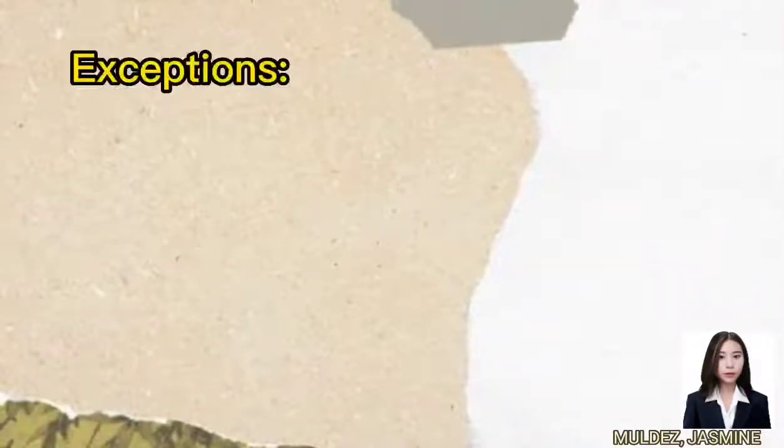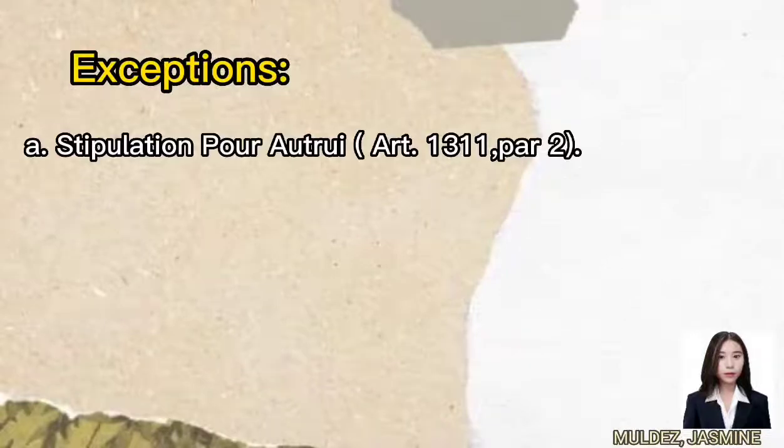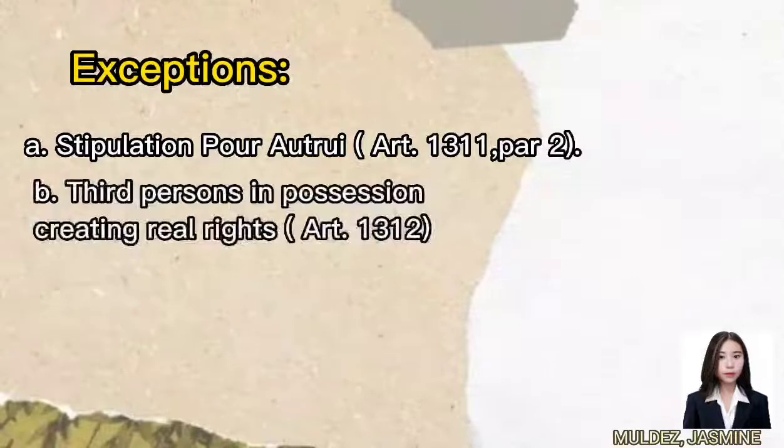We have 4 exemptions in relativity contracts. Una, stipulation for outre, Article 1311. Simple definition of stipulation for outre: grants the third party beneficiary a claim for specific performance against the promisor. Ang pangalawa naman ay ang third person in possession creating real rights, Article 1312.